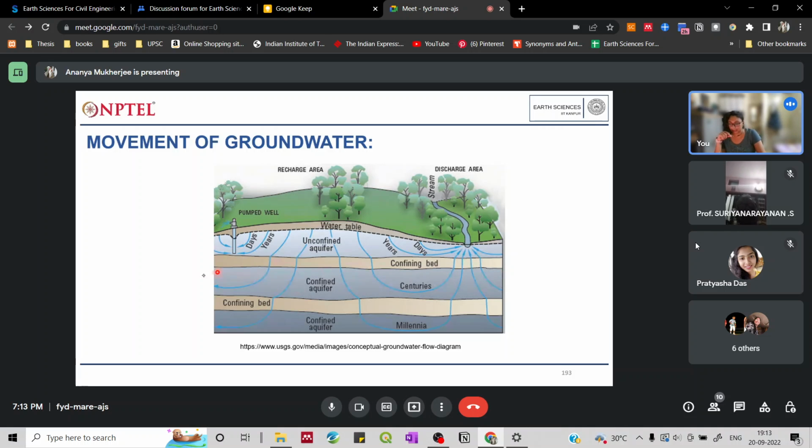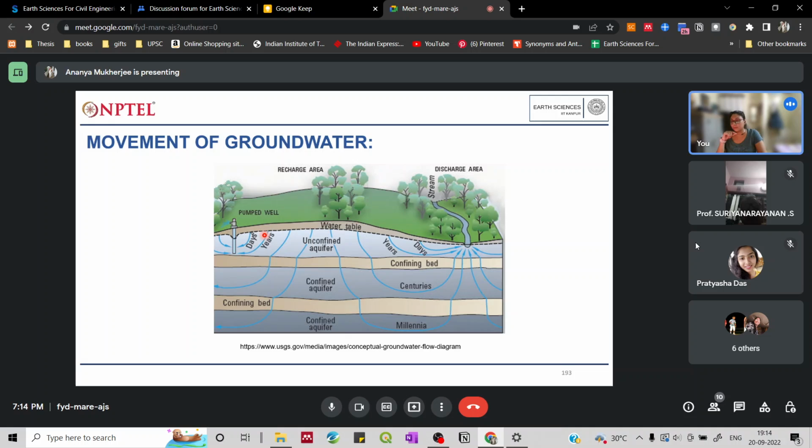So as you can see, the top layer, the unconfined aquifer, is what most of us target for our daily needs. These get recharged and discharged within days and years. But if we talk about a much deeper confined aquifer, for water to recharge these kinds of aquifers is going to take very long. You can see it takes centuries and millennia.